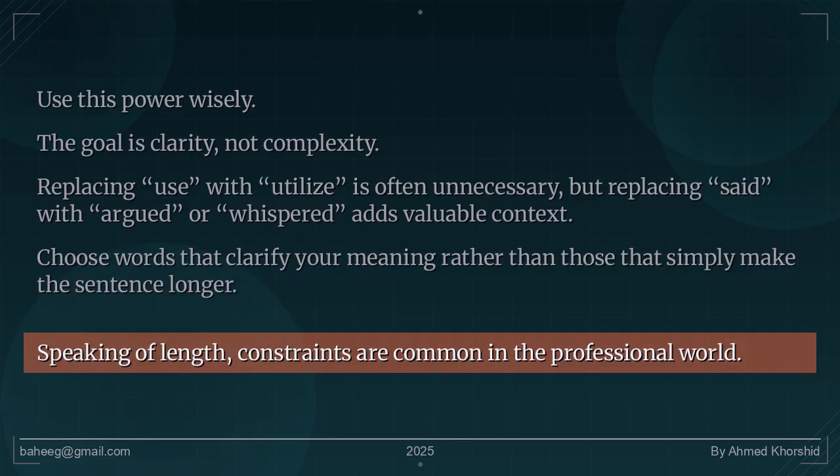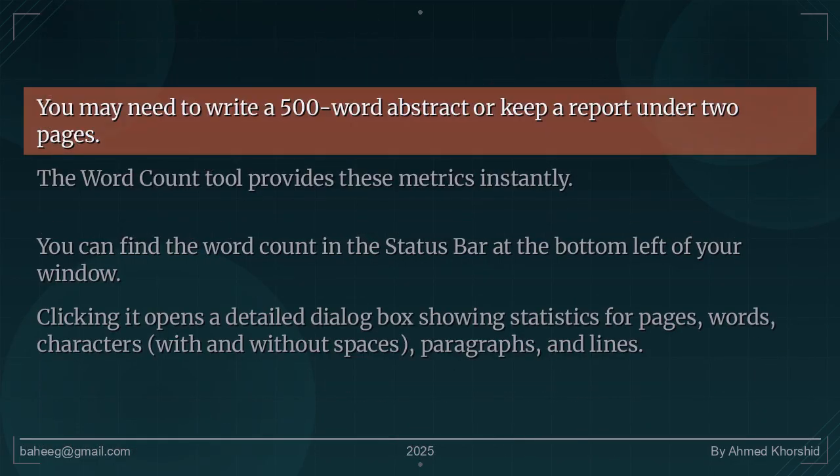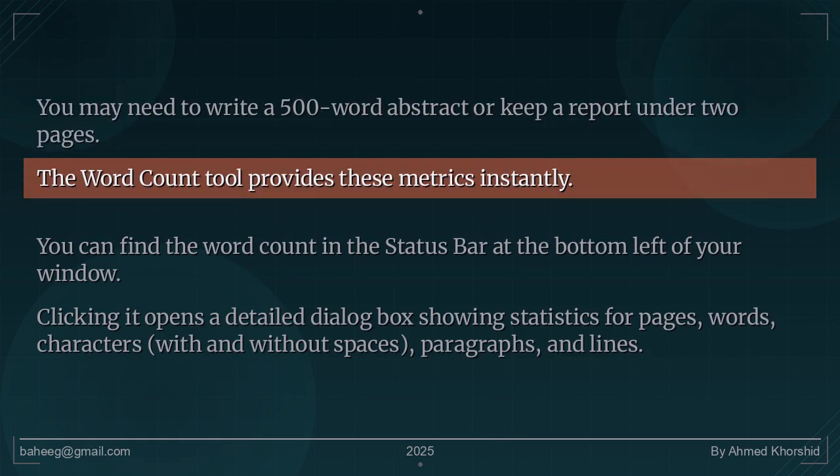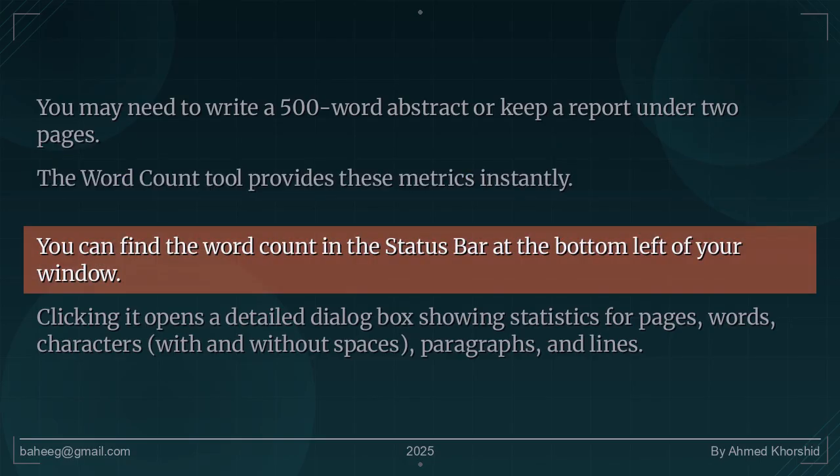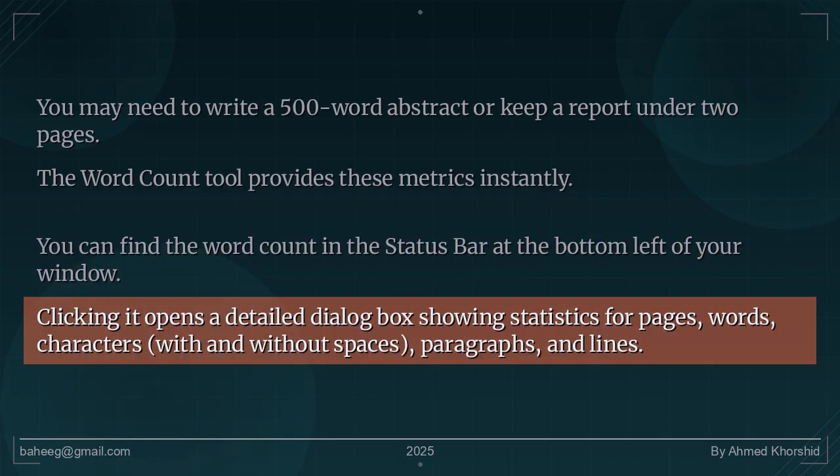Speaking of length, constraints are common in the professional world. You may need to write a 500-word abstract or keep a report under 2 pages. The word count tool provides these metrics instantly. You can find the word count in the status bar at the bottom left of your window. Clicking it opens a detailed dialog box showing statistics for pages, words, characters with and without spaces, paragraphs, and lines.